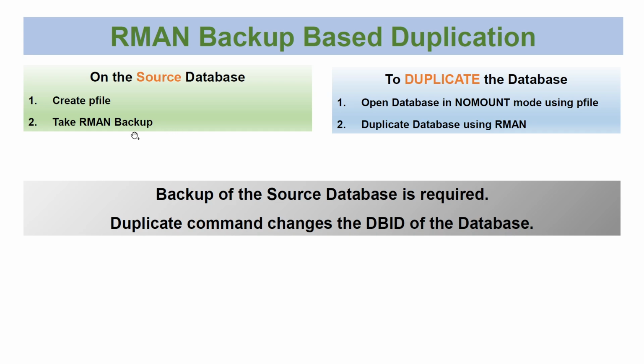If possible, I'll use the same RMAN backup to do the duplicate in the second part as well, because the third part is where we will be duplicating with a backup and restore method. If not, I will take a fresh backup. This is where I'll be taking the RMAN backup. Once it has been taken, we will open the database in nomount mode. We don't need to connect to the source database because this is backup based duplication. Then, once the database is open in nomount mode, we will duplicate the database using RMAN. In this method, a backup of the source database is required. The duplicate command changes the DB ID of the database.